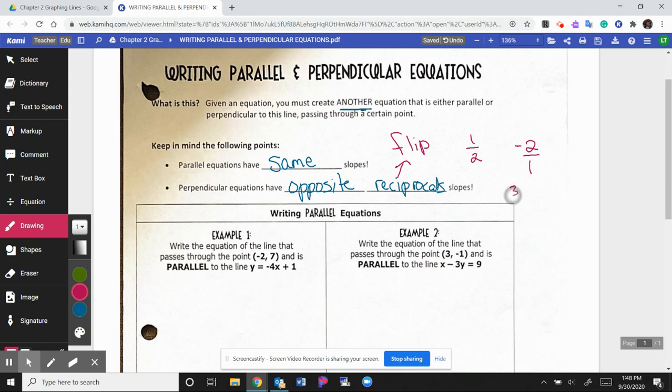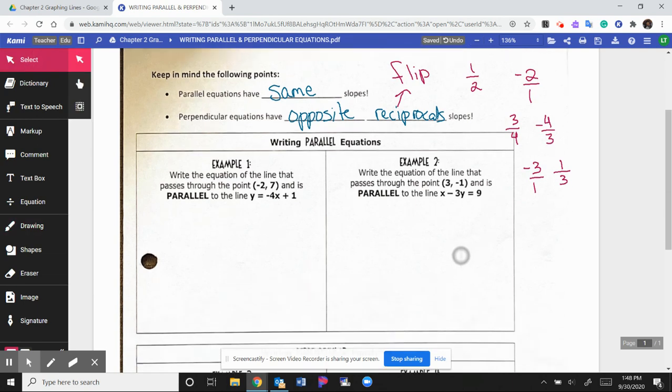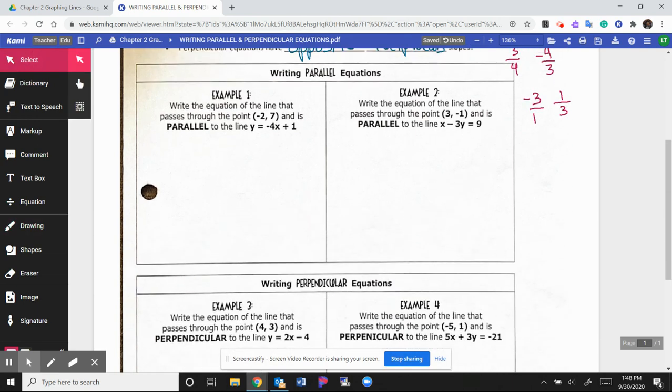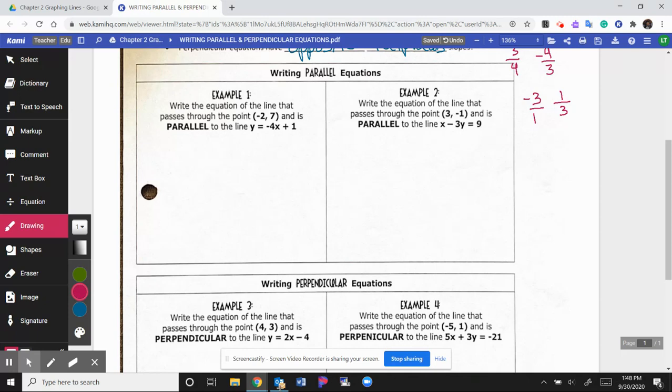The same thing if I gave you 3/4. The opposite reciprocal would be -4/3. Same thing if we talked about just the plain number -3. The opposite reciprocal of that would be a positive 1/3, because remember, a whole number can just be written as a fraction, 3/1.